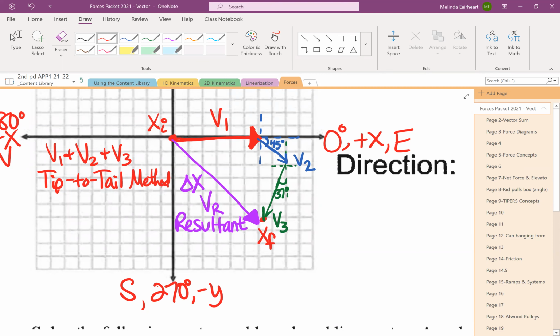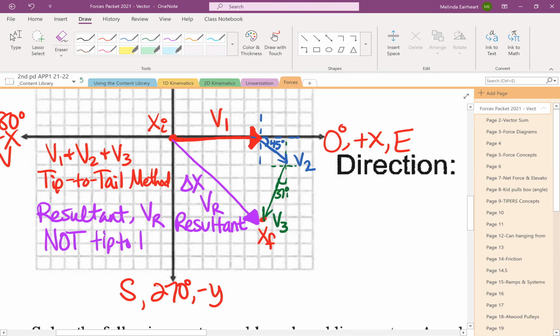However, when you look at the resultant vector, or what I labeled VR, and again, these V's are vector, not velocity, how did I draw the vector for the resultant? Yeah, that's kind of awkward. It's not tip to tail, just note to self. It does not cycle back, but I drew it from XI to XF. I drew it from start to finish. How about that?